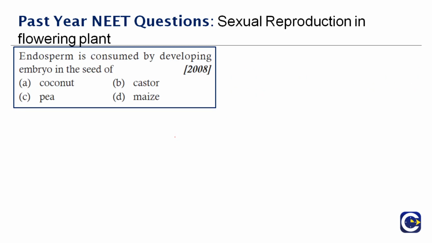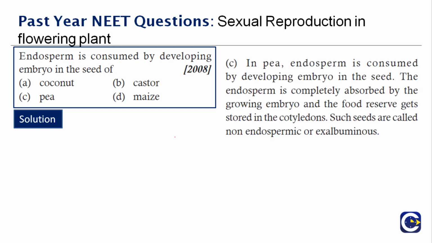Next question here. Endosperm is consumed by the developing embryo in the seed of dash. Again, this is an easy question for you to answer. We are talking about the seed consumption. Out of the 4 options, where do we consume the seed? Yes, the right answer is pea. In pea, the endosperm is consumed by the developing embryo in the seed. The endosperm is completely absorbed by the growing embryo, and the food reserve gets stored in the cotyledons. Such seeds are non-endospermic, and they are said to be exalbuminous seeds. The right answer is option C.